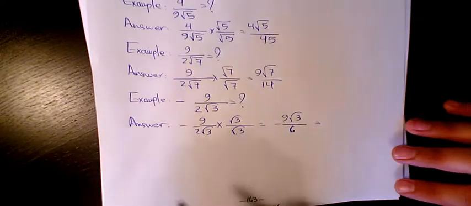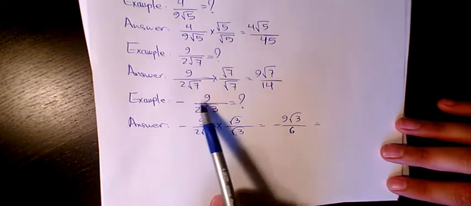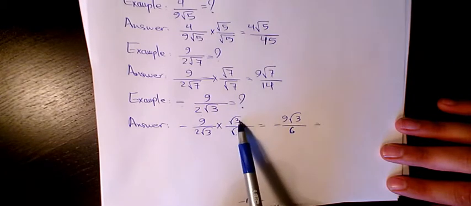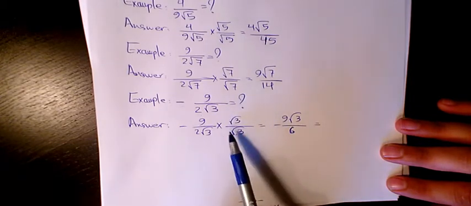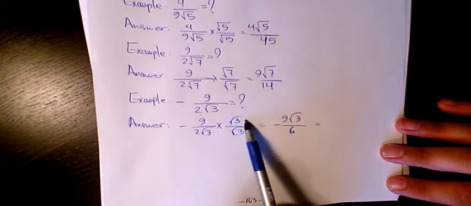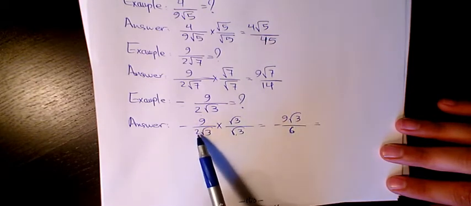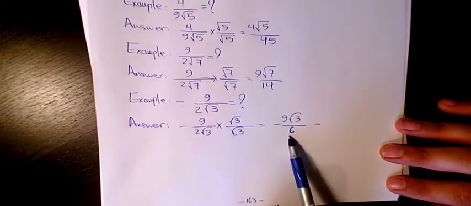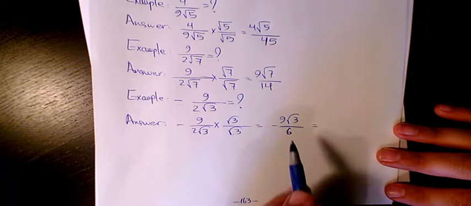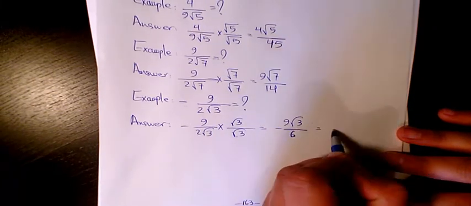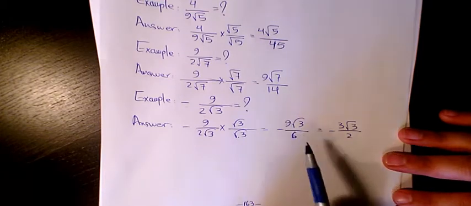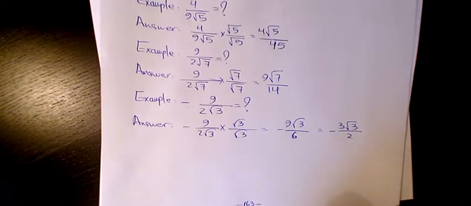So you just missed it, so let me repeat it again. So negative 9 over 2 root 3, we need to multiply numerator and denominator by root 3. So the numerator is going to be negative 9 root 3, and denominator is going to be 2 times root 3 times root 3. So it's going to be 2 times 3, which is 6. And then we need to reduce it, which is going to be negative 3 root 3 divided by 2. So basically I divided the numerator and denominator by 3.